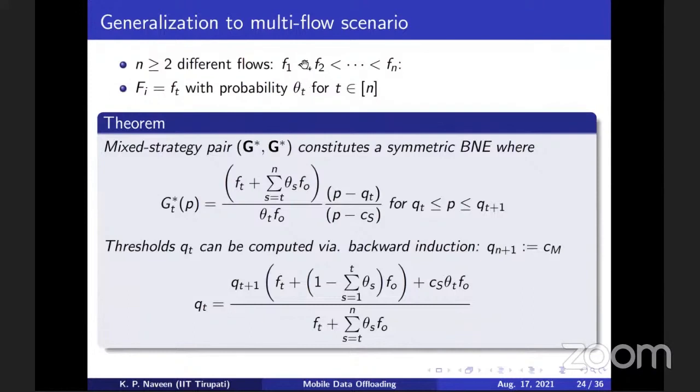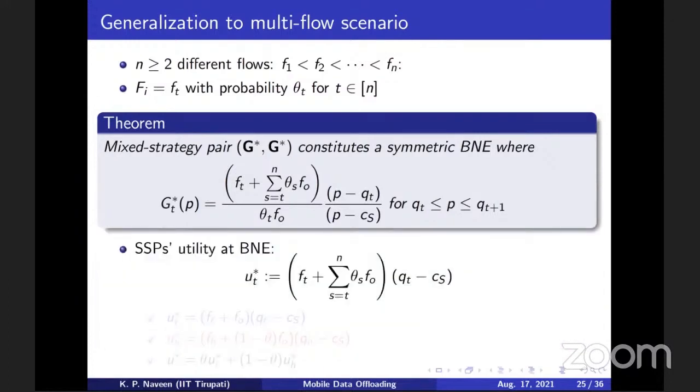Now we can easily generalize that result to a setup comprising multiple flows. Suppose I have multiple flows like this. Now I can talk about mixed strategy for those multiple flows as well. This is simply a generalization of what we had earlier. Once you plug in n equal to 2, it will boil down to the older case.